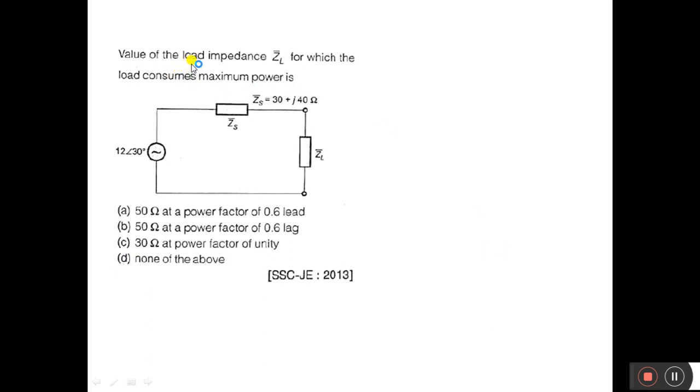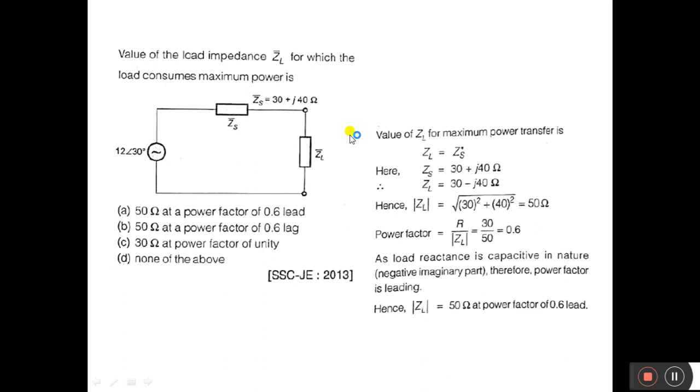Next one, the value of the load impedance ZL for which the load consumes maximum power. Option A 50 ohm at a power factor of 0.6 lead. Option B 50 ohm at a power factor of 0.6 lag. Option C 30 ohm at power factor of unity. Option D none of the above. This is also SSC Junior Engineer 2013. This question is based on the maximum power transfer theorem. So maximum power transfer will happen whenever Z equal to ZS conjugate.